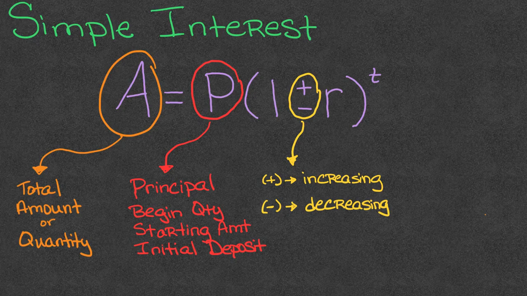Next, we're going to have our rate. Rate, this little guy right here. He's our rate. Now, typically, when they give you a rate, it's given to you in percent. You need to understand that you're going to need to change your percent into a decimal.